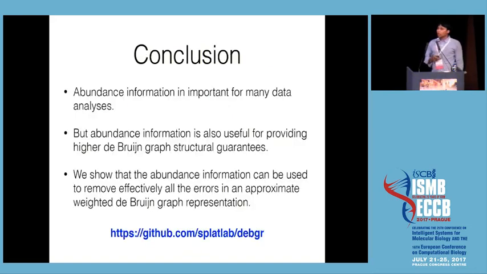In conclusion, I would like to say the abundance information is important for many data analyses, but it is also very useful for providing stronger de Bruijn graph structural guarantees that are not available when you represent topology-only de Bruijn graphs using a Bloom filter. And we show that the abundance information can be used to remove effectively all the errors in an approximate weighted de Bruijn graph representation. The code is available online, and it is open source. Feel free to use it and send us queries. Thanks. I'll take questions.